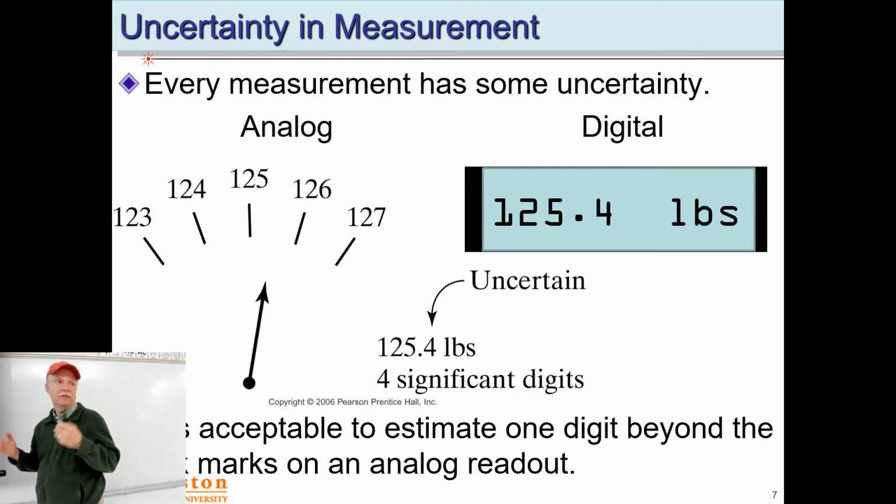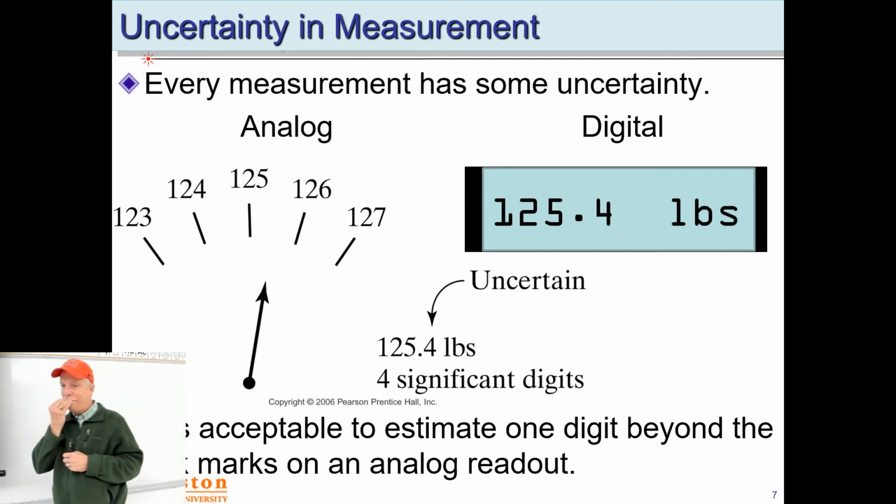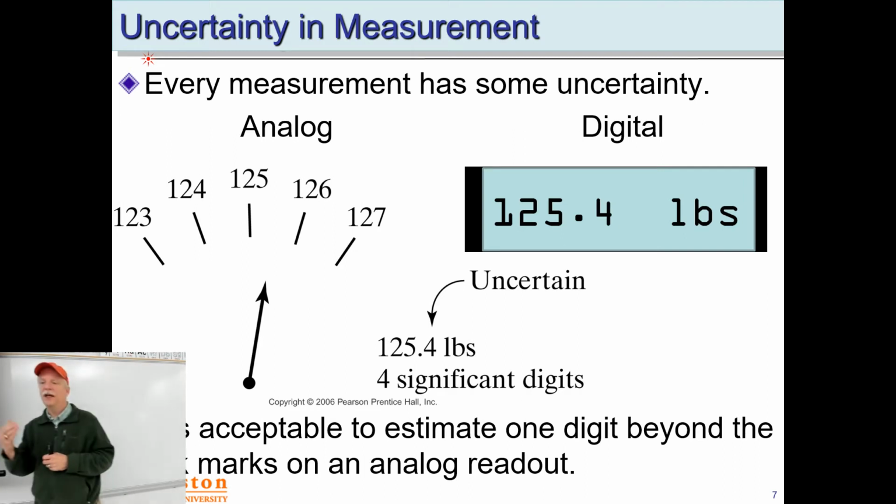Sometimes analog is better. You're looking at the needle, and it's right there between the two marks, 125 and 126. It's acceptable to estimate one digit beyond the tick marks. This could be a burette. This could be a voltmeter. It could be anything that has tick marks, and you're measuring it with your eye. You can estimate one digit beyond the tick marks. So in this case, our tick marks are in the ones place, so our uncertain digit is in the tenths.